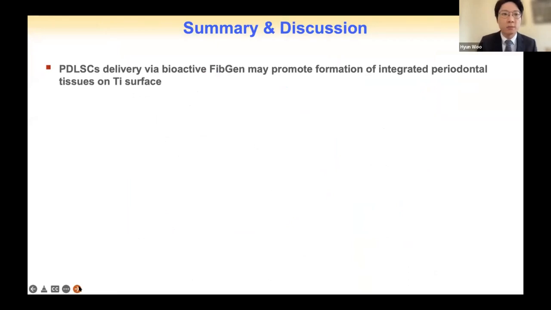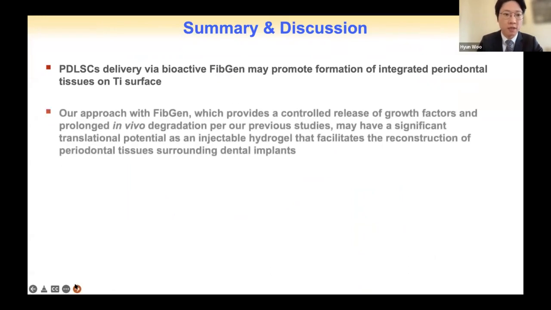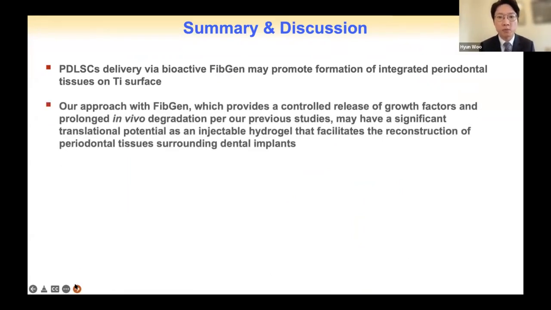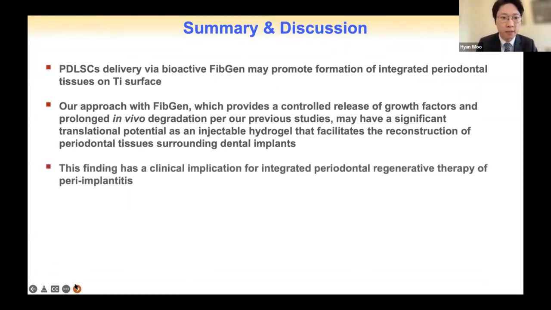To summarize, PDLC delivery via bioactive fibrinogen-apine may promote formation of integrated periodontal tissues on titanium surface. Our approach with the fibrinogen-apine, which provides a controlled release of growth factors and prolonged in vivo degradation from our previous studies, may have significant translational potential as an injectable hydrogel that facilitates the reconstruction of periodontal tissues surrounding dental implants. This finding has a clinical implication for integrated periodontal regenerative therapy of peri-implantitis.